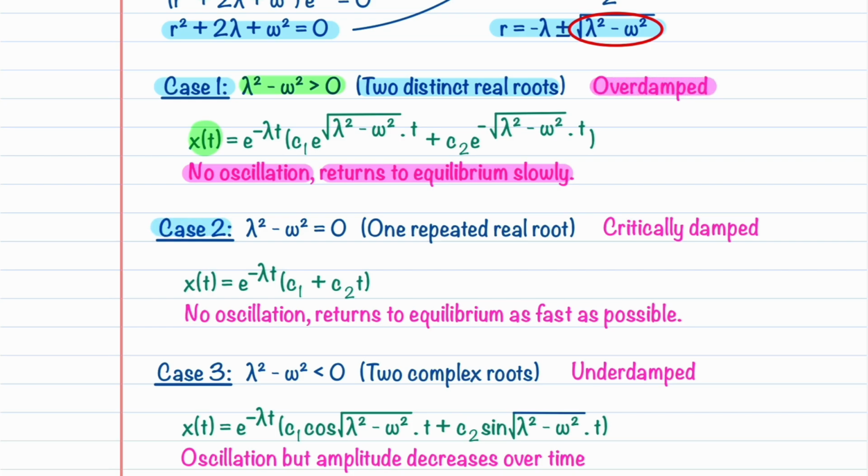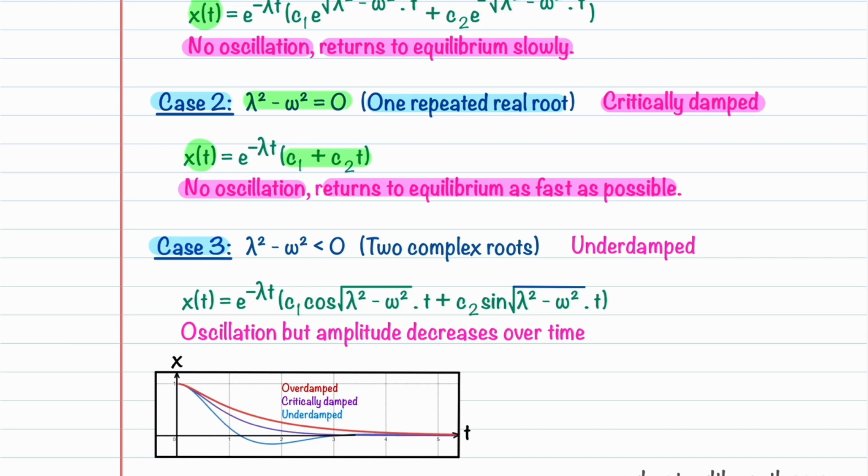The second type of solution that we can get is when we have 1 repeated real root, and that happens when lambda squared minus omega squared is equal to 0. The solution, x of t, looks like this, and it also has no oscillation, but because of these terms right here, it returns to equilibrium as fast as possible. This type of solution is called critically damped.